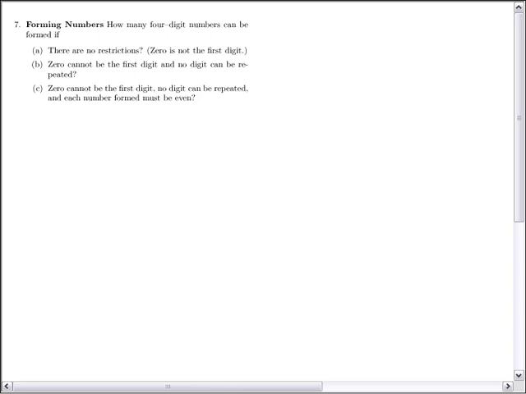How many 4-digit numbers can be formed, part A, if there are no restrictions? First of all, for part A, 4-digit numbers. Now, a 4-digit number, if you think about numbers, 1015 is a 4-digit number. When we talk about numbers, we don't tend to start them with a leading zero. So 0, 1, 2, 3 is really the number 123. So a number doesn't start with 0.